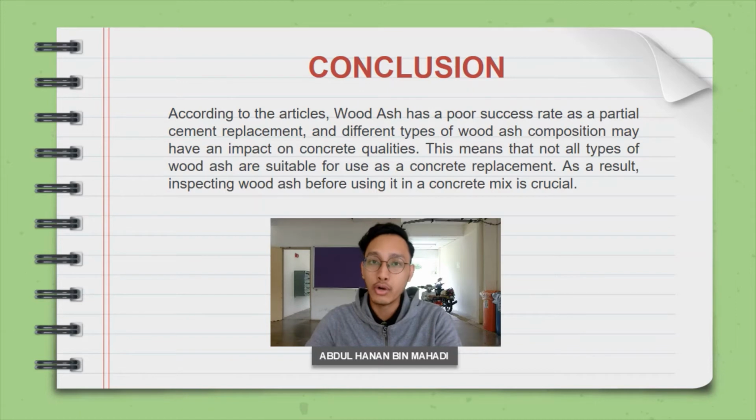So for the conclusion, according to the articles, wood ash has a poor success rate as a partial cement replacement, and different types of wood ash compositions may have an impact on concrete qualities. This means that not all types of wood ash are suitable for use as a concrete replacement. As a result, inspecting wood ash before using it in a concrete mix is crucial.